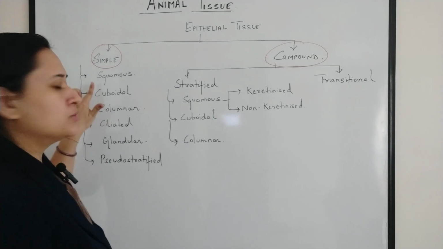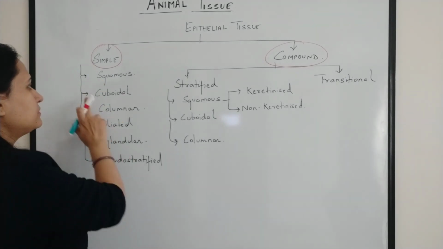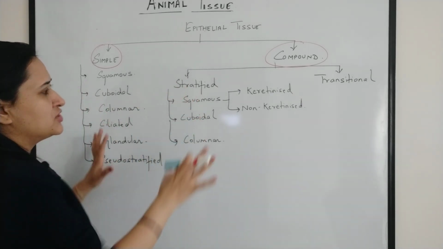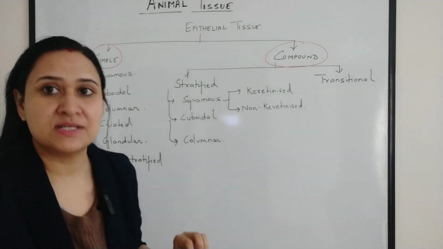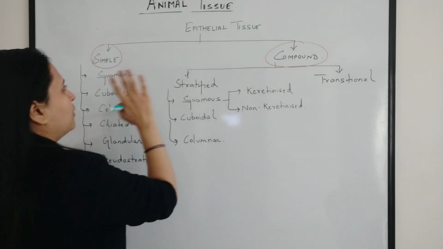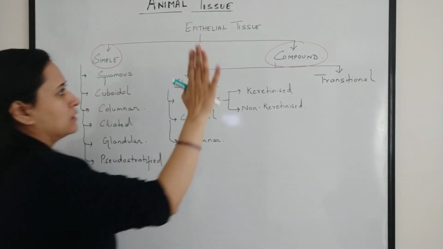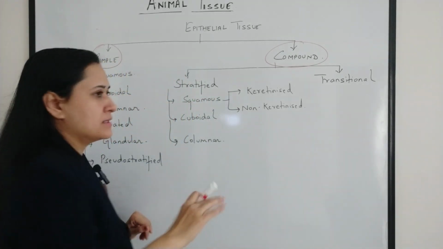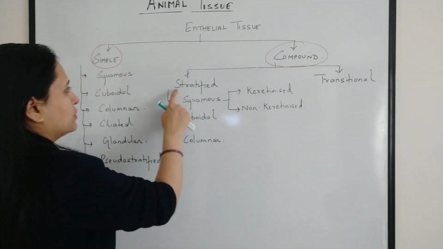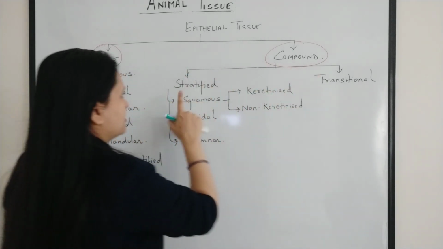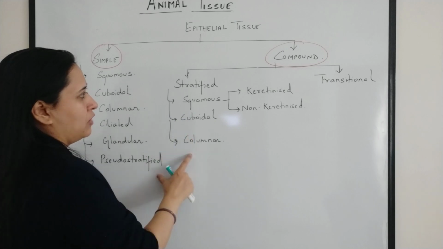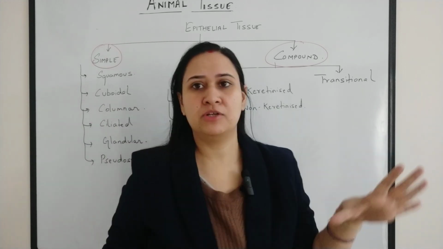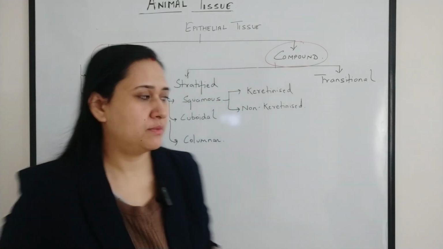So simple epithelial tissue, the types you can see: squamous, cuboidal, columnar, ciliated, glandular, and pseudostratified. And this division is on the basis of their structure as well as their function. Now, besides simple epithelial tissue, there is compound. Compound means they will have different layers, that is, more than one layer. So first is stratified and second is transitional. Stratified again is divided into squamous, cuboidal, and columnar. The squamous is divided into keratinized and non-keratinized. And transitional, this particular epithelium is stretchable. We can stretch it a bit.